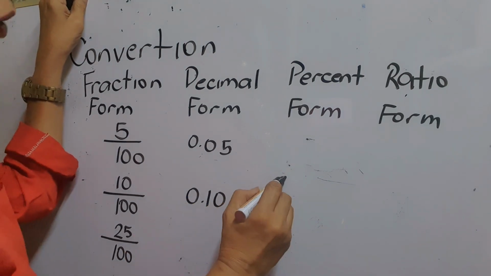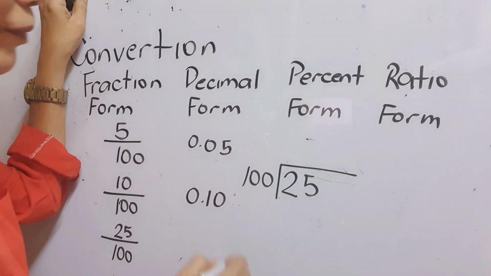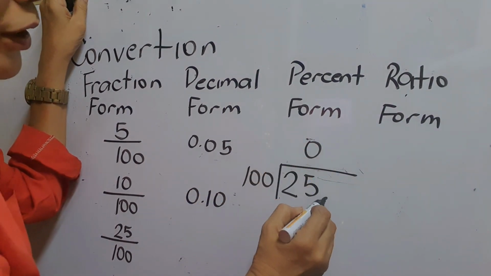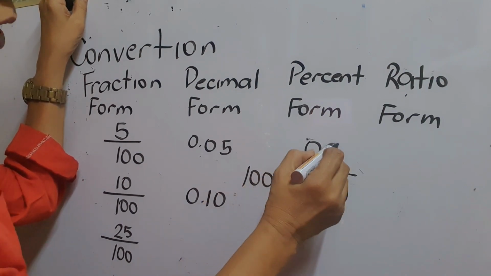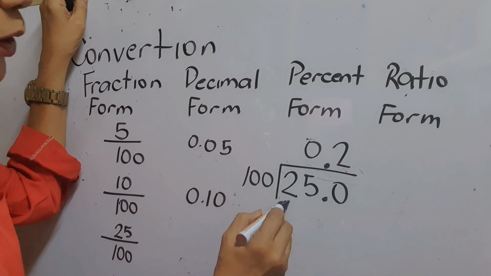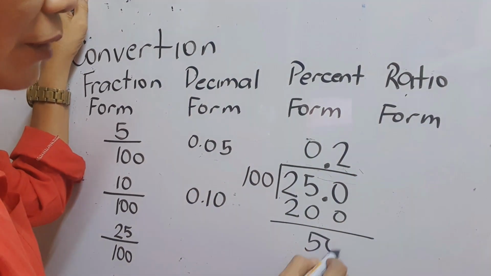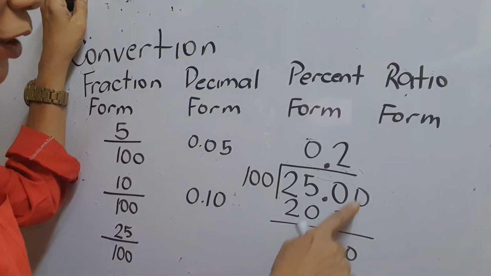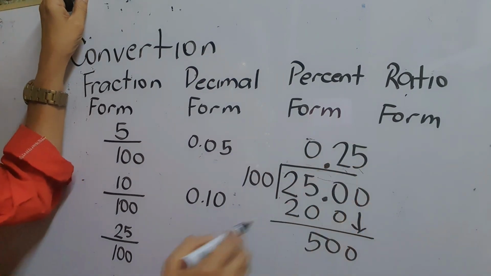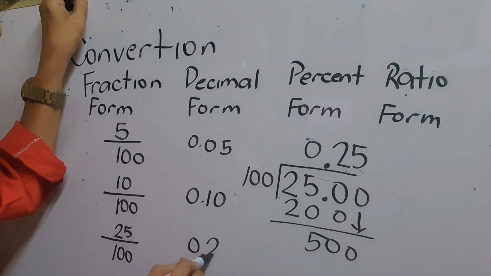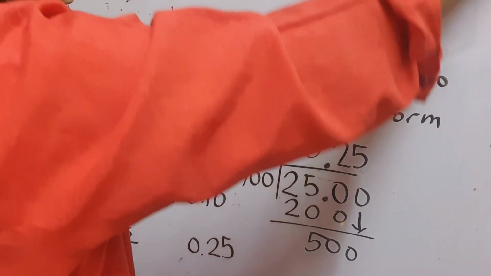And then here we have 25 over 100. So sa 25, ilan ang 100? Wala. Put a decimal point here, another 0 here. So sa 250, ilan ang 100? Dalawa. So 2 times 100, that is 200. Okay, so this is here, 5, and then 0. Maglagay tayo ng isang 0 dito, then bring it down. So sa 500, ilan ang 100? We have 5. Okay, yan. Meron tayong 0.25. Okay, so ito na po yung sagutin nyo ha, sa decimal form.